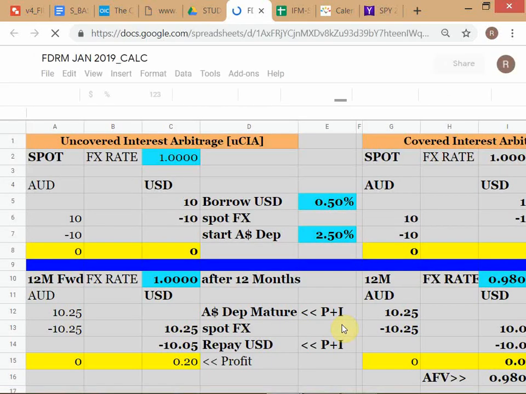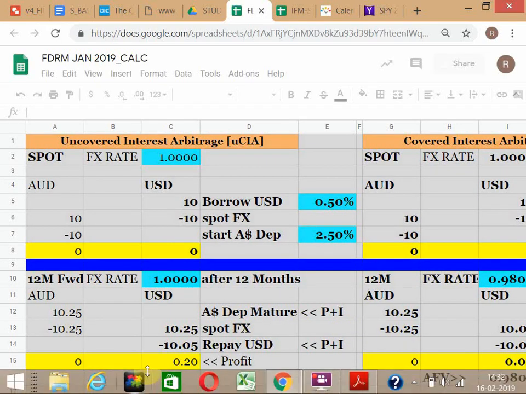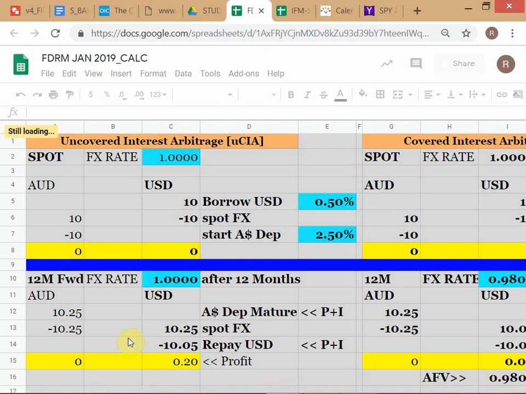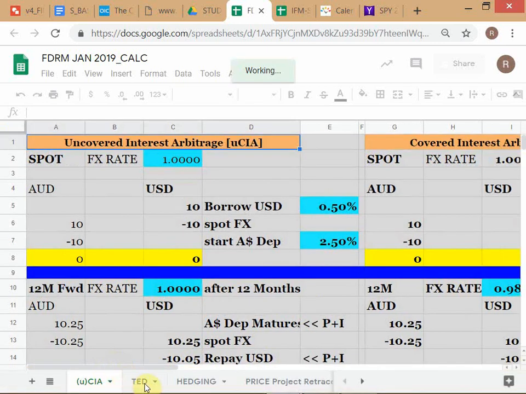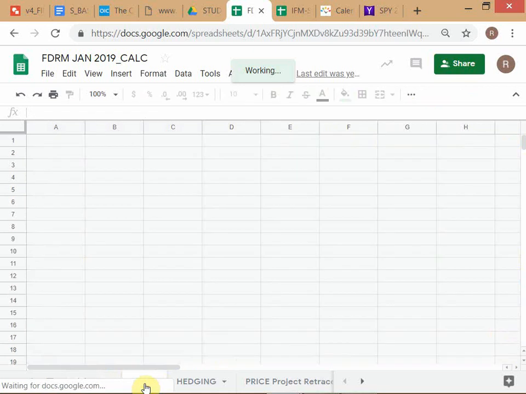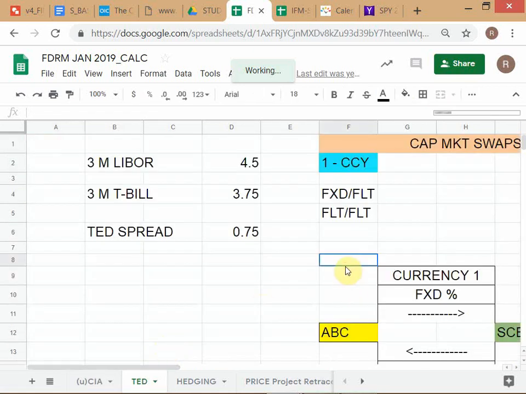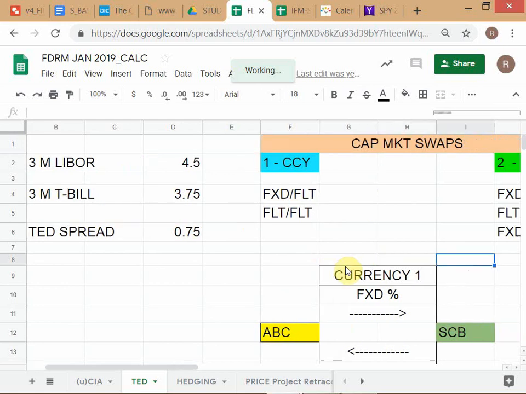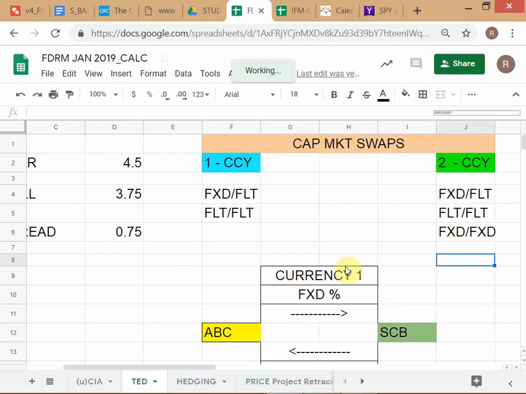Okay, so almost like in a logical sequence, we are going to identify the five types of capital market swaps that you can have. So we go to this sheet called TED. Can you guys all see the sheets at the bottom? Can you see, Ishan? So we go to TED where we had this LIBOR just using. Okay, now what are we going to do?